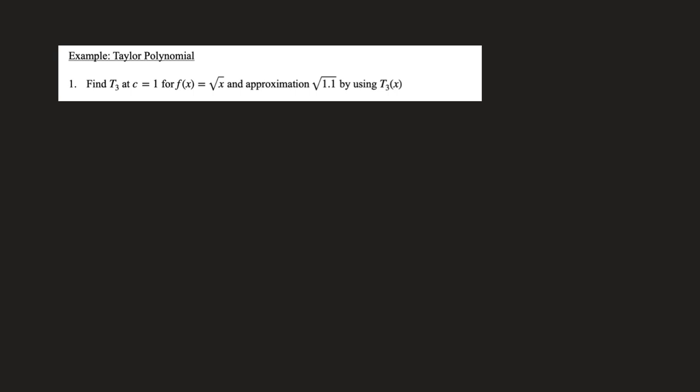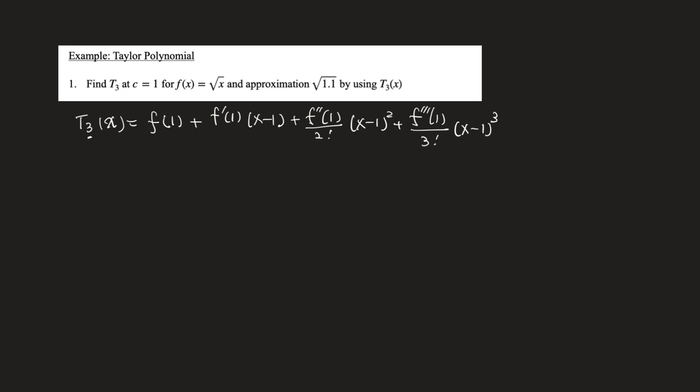Let's do this one, guys, okay? They say degree 3, so we have to find T3. T3 of x is degree 3, and the center is 1. So we have f of 1 plus f prime of 1 over 1 factorial (x minus 1), plus f second derivative at 1 over 2 factorial (x minus 1) squared, plus f third derivative at 1 over 3 factorial (x minus 1) cubed. So we match these numbers and degrees, okay? Let's find the first derivative.